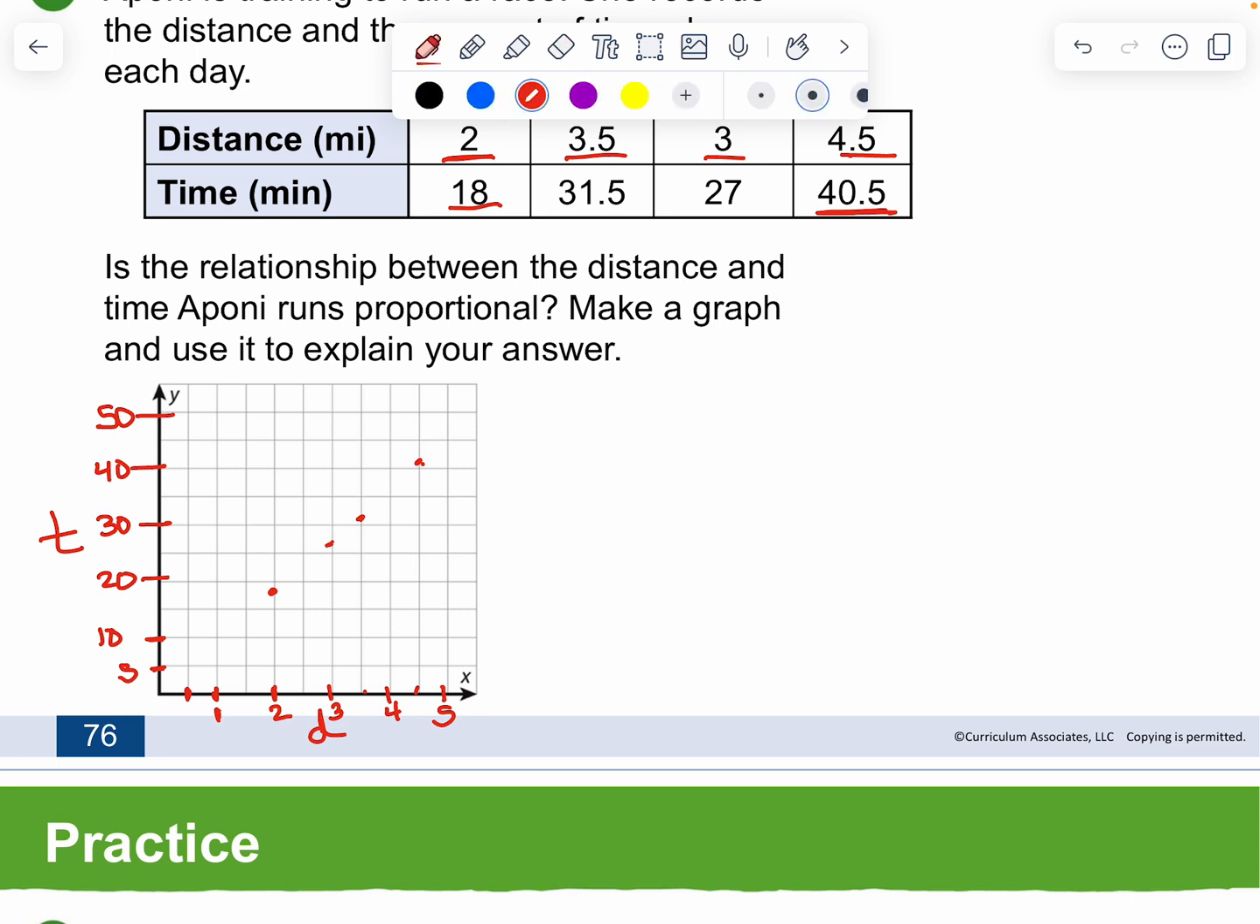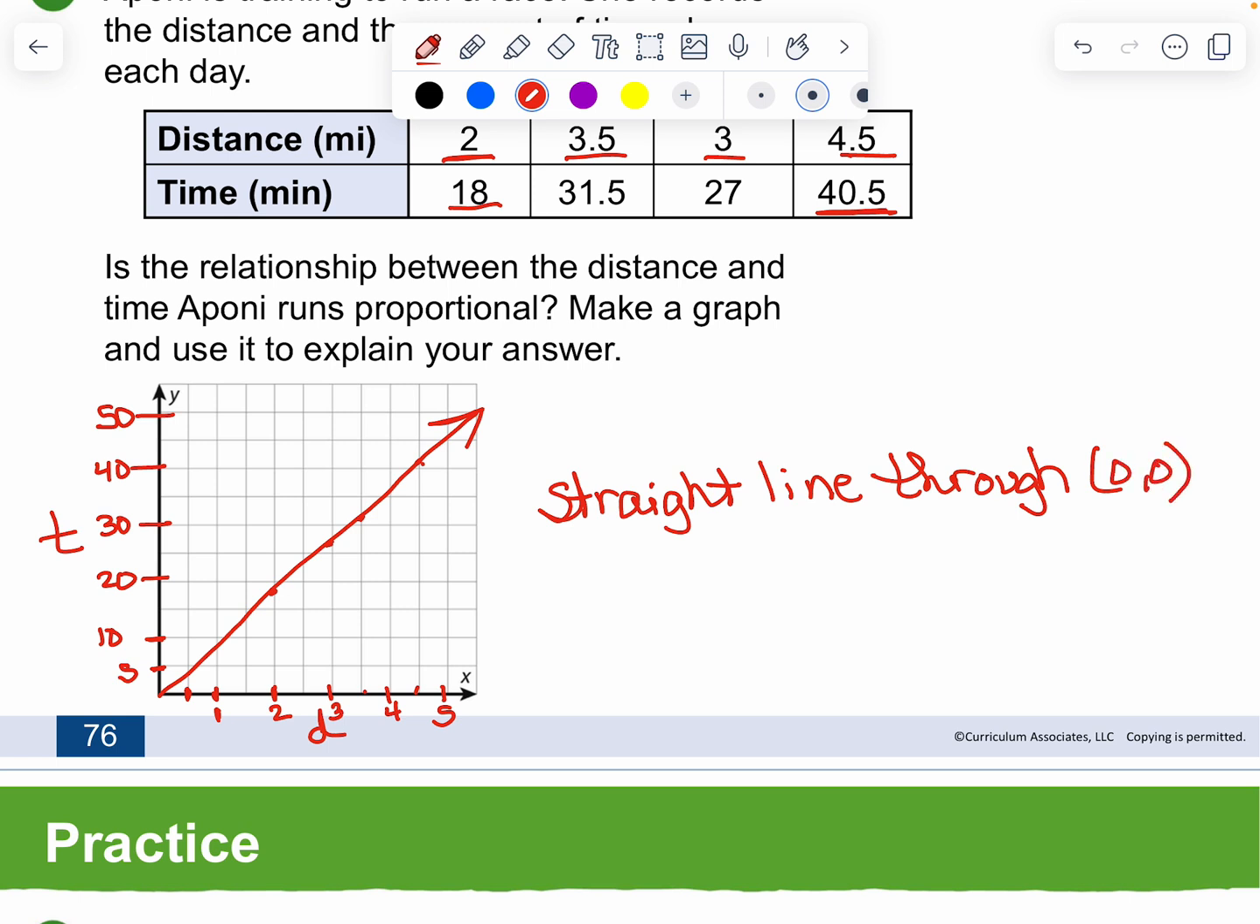Does it look like we have a straight line that goes through the origin? Looks pretty good, doesn't it? So we have a straight line through 0, 0. So we know that it is proportional. So it is proportional. Maybe we should write that.